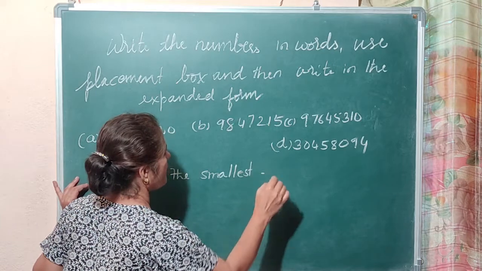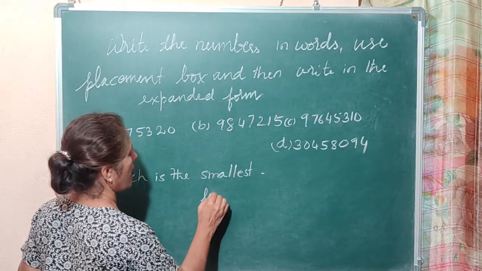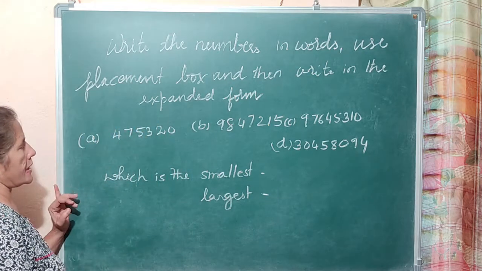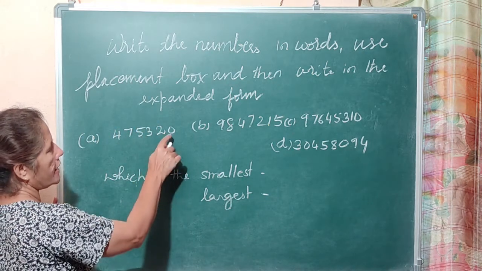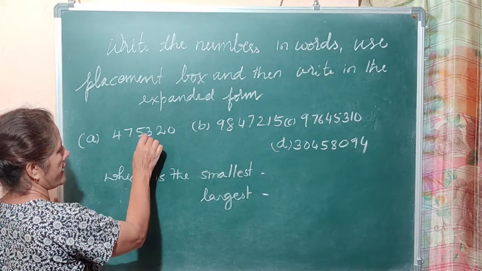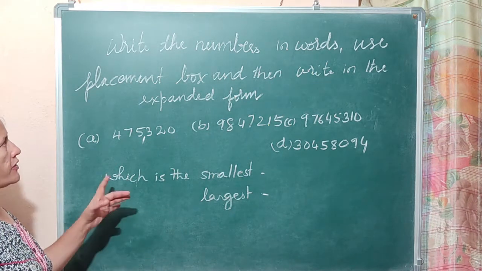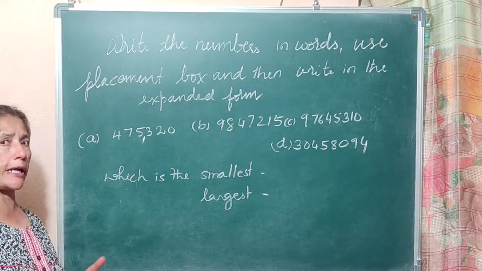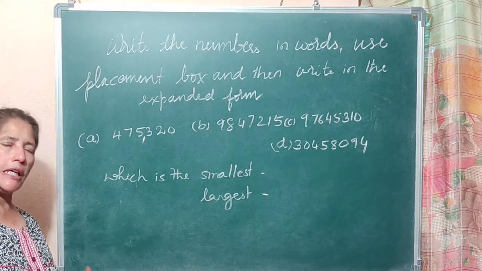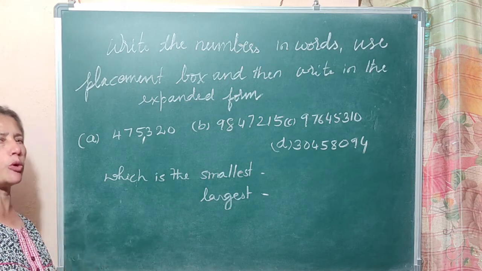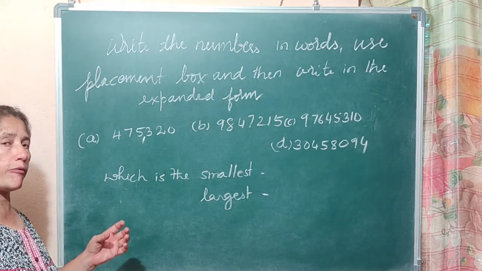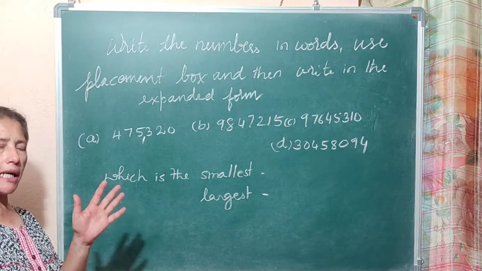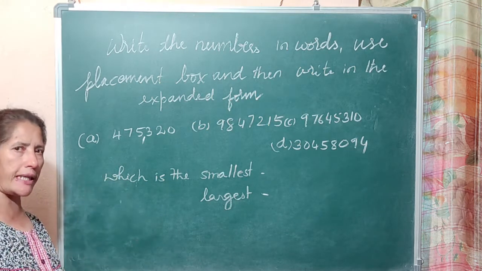First, before you say which is the smallest and which is the largest, you have to know how to read the numbers. So, let us read the numbers. Units, tens, hundreds. One more thing you have to remember. If they say write the numbers in words, use placement box, and they don't mention any of the system, then you have to use the Indian system only. If they want you to use the million system, they specify that. Otherwise, you use the Indian system only.